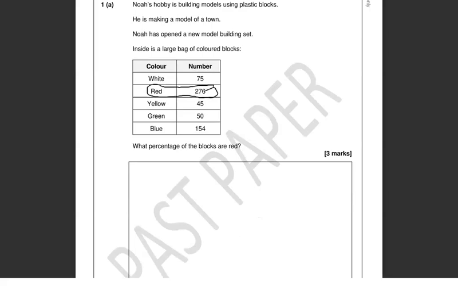That is red. So the value for red is 276. It's going to be the value for red over the total. The total is going to be 75 plus 276 plus 45 plus 50 plus 154. When you add all of them together, that gives you 600.